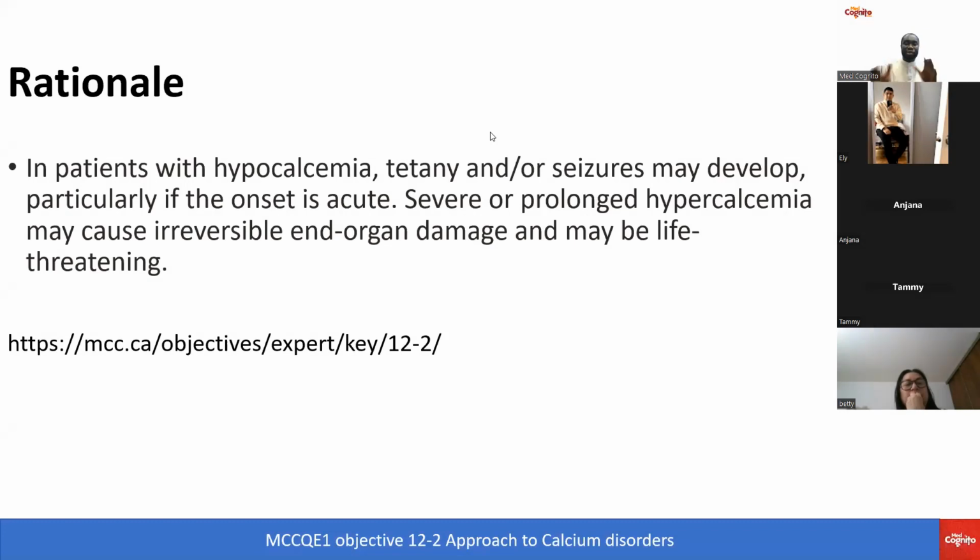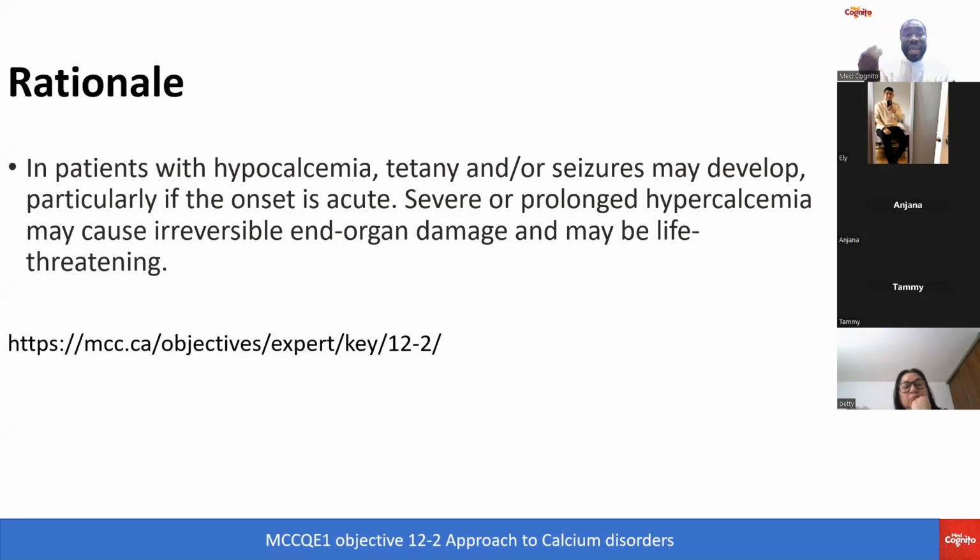Introduction. So back to the MCC objective 12.2. We're dealing with calcium abnormalities. And someone will say, oh, this is hypocalcemia, easy stuff. People really, really struggle with this. And that is why I am taking time to let us go through it. And we are going to review every single objective. So don't worry so much about that.